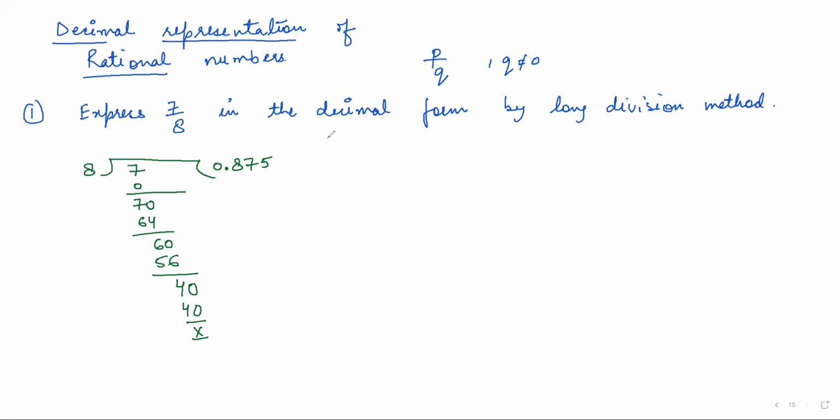Now write down the second question. Now express 2157 divided by 625 in the decimal form.